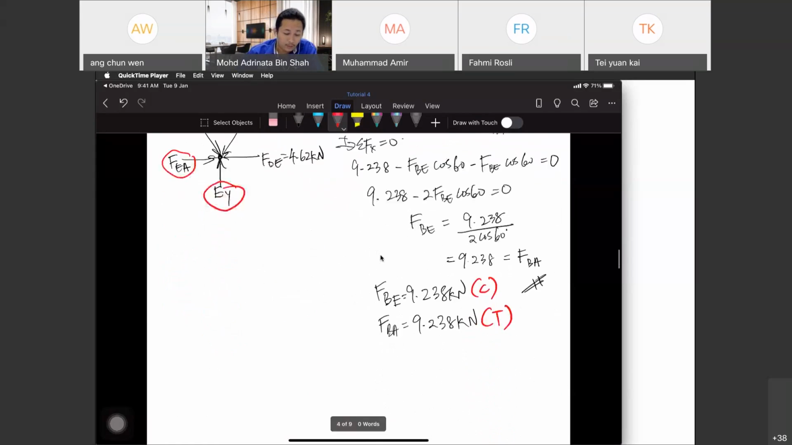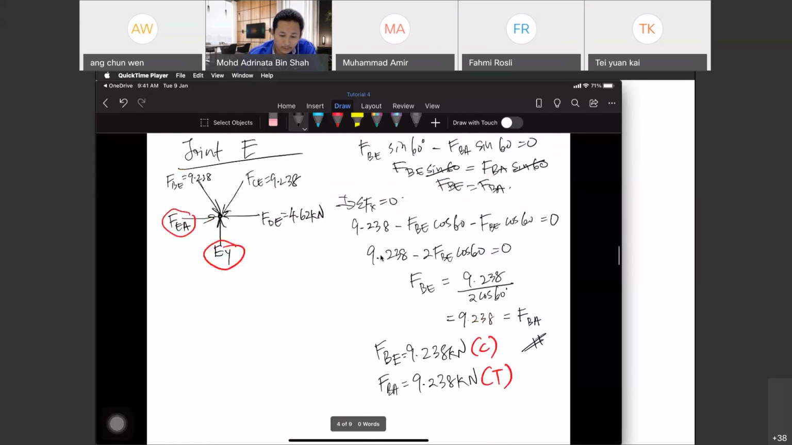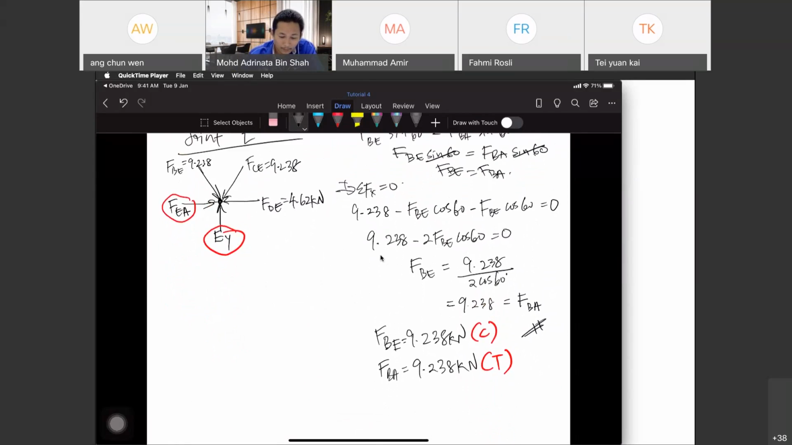Okay, so to solve it, Fy equals to 0. So we have EY positive minus, this one is 60 degree and this one is 60 degree, minus FBE 9.238 kilonewton sine 60 minus 9.238 kilonewton sine 60 equals to 0, and then we can solve our EY is equals to 16 kilonewton.